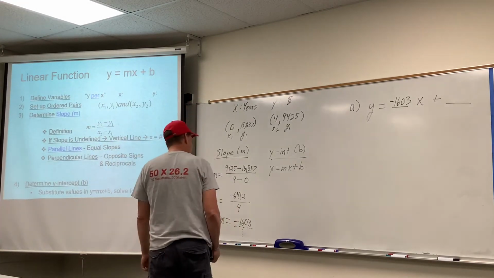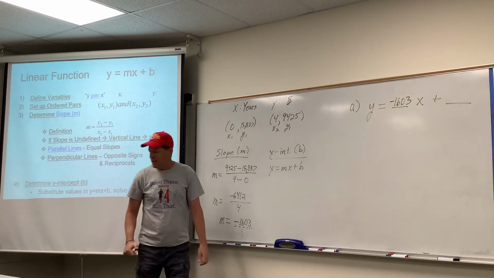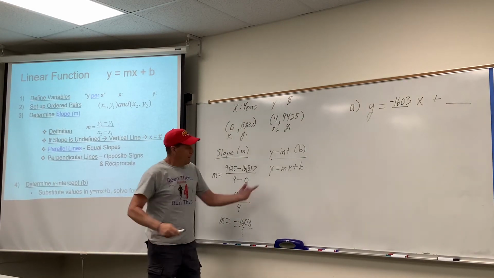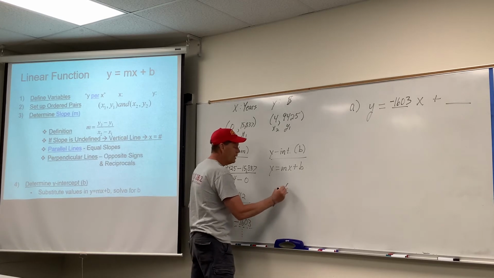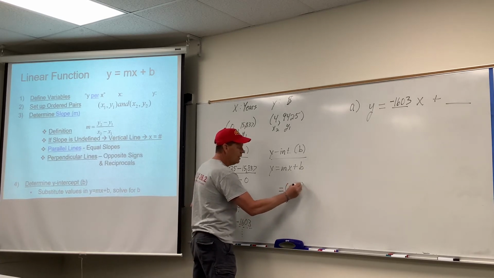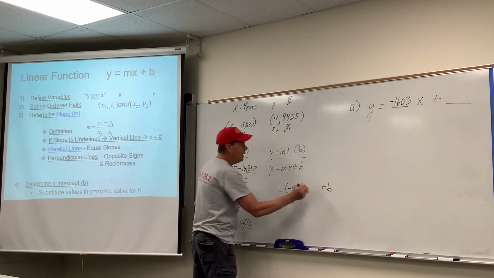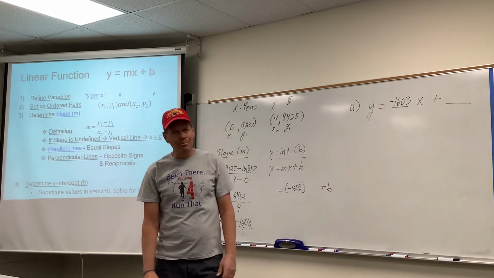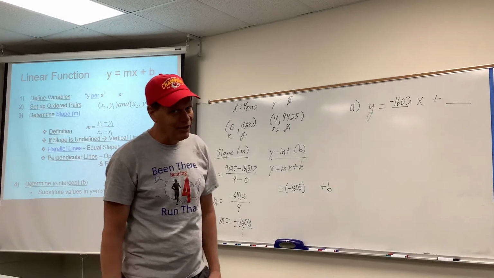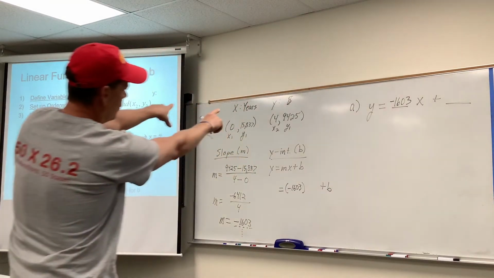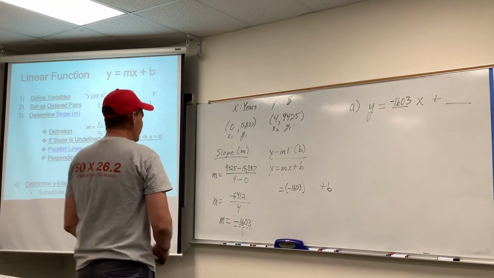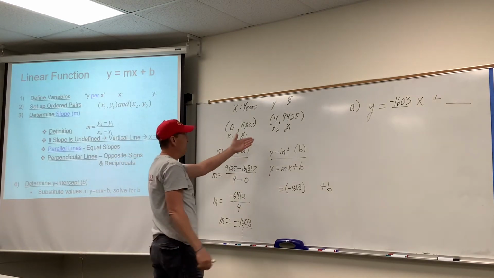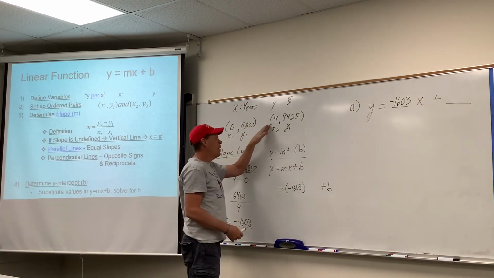All right. How do we find B? Let's plug numbers in. We just figured out that the value of M is negative 1603. We're looking for B. Let's pick an ordered pair. All right, now, I'm gonna do something dumb. It won't be the first or the last time. We could actually pick either ordered pair there, and I think the 0 would be the smarter choice. But let's just say, I don't know, I'm gonna pick this one.